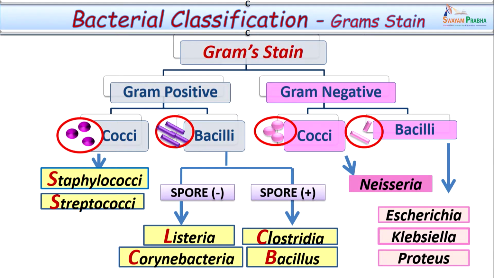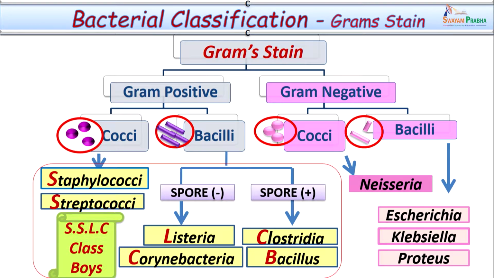Friends, you must be wondering, how do we remember this large group of organisms? I will help you to remember. I will give you a mnemonic to remember the group of gram positive bacteria, which are not many. You can remember them by this mnemonic, SSLC class boys. As I have marked here, S for Staphylococcus, Streptococci, Listeria, Corynebacteria, Clostridia and the Bacillus. Hope this helps you.